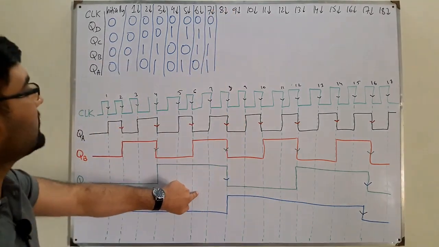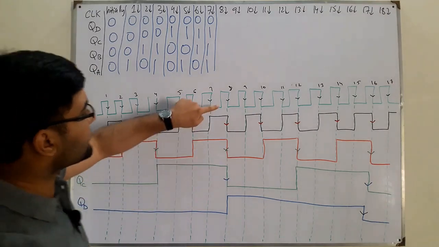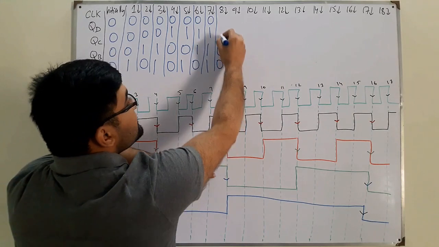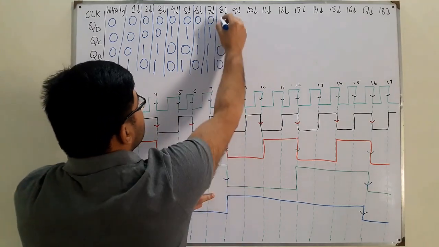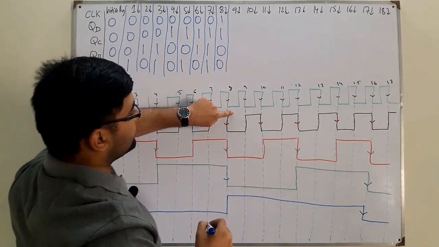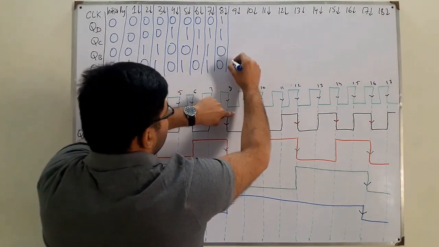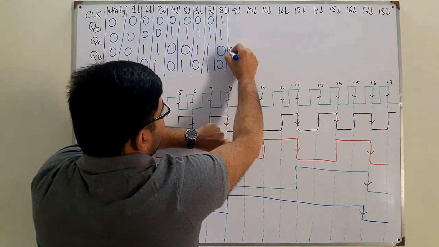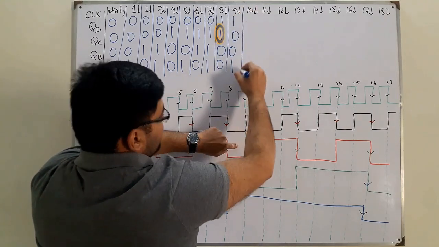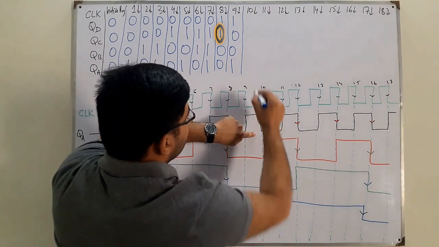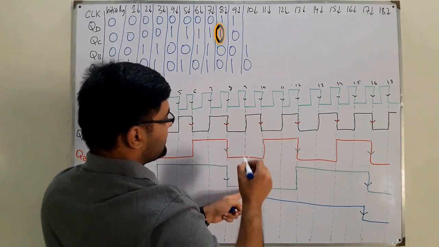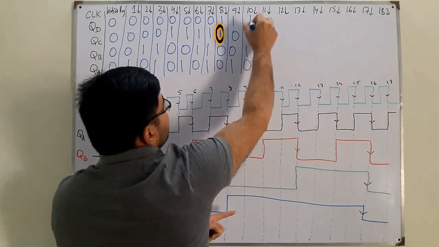Alright, so now for the eighth, QA goes low, QB goes low, QC goes low, and QD finally goes high. Now, for the ninth, QA goes high, QB is low, QC is low, and QD is high. For the tenth, QA goes low, QB goes high, QC is still low, and QD is still high.